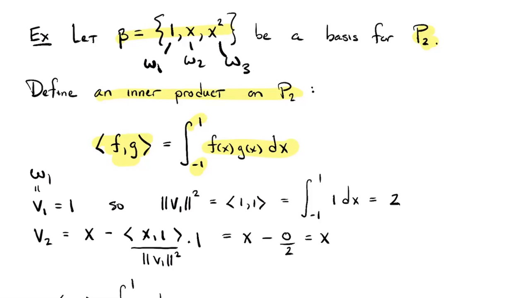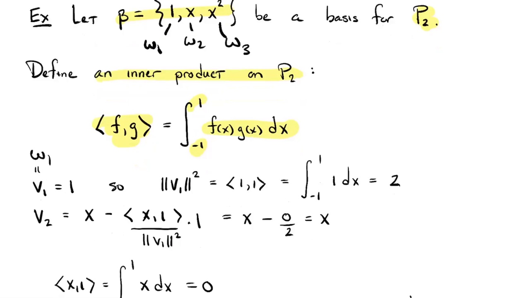Well, its length squared is the inner product of it with itself. So that's the integral from -1 to 1 of 1. That's just 2. Okay, so when we go to normalize this thing, we're going to divide V1 by the length of V1, so divide it by the square root of 2. But before we do that, let's find the other V's.